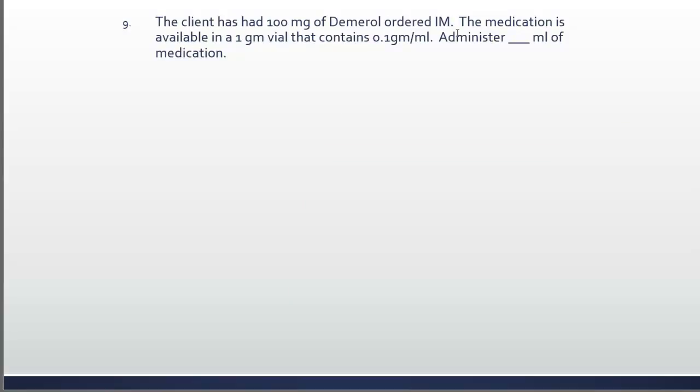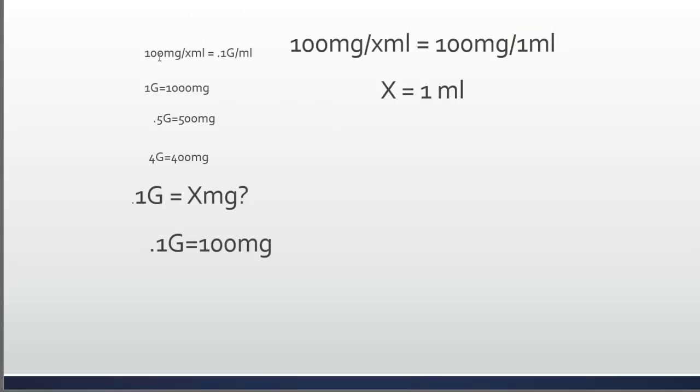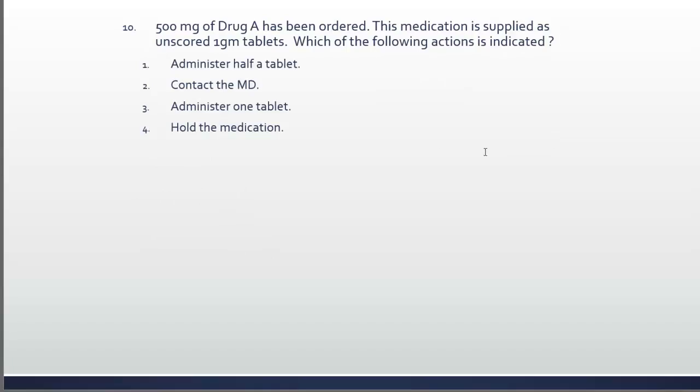Here's a drug question. Again, a math question, if you will. We have a whole section related to math. You can check that section out for more information. But here is basically how you do it, and there's the answer. 500 milligrams of drug A has been ordered. This medication is supplied as unscored 1-gram tablets. Which of the following actions is indicated?